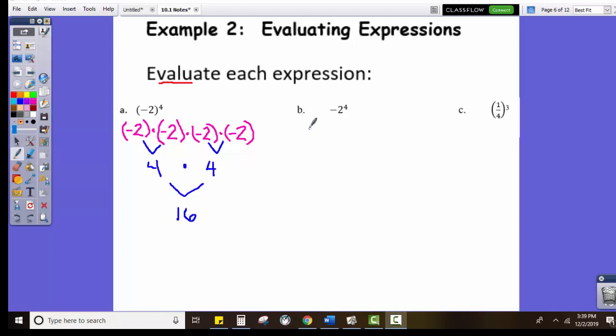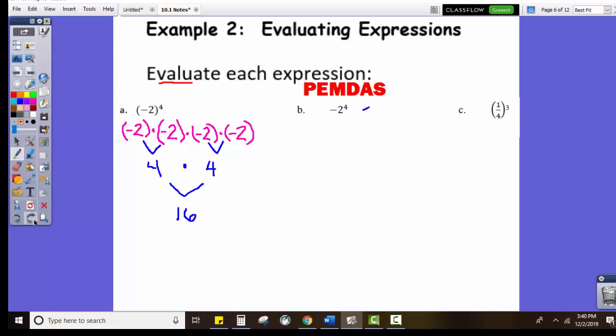Okay, now if I look at B here, I have -2 to the 4th power. Now this, you might be thinking, doesn't look much different than A, but you'll actually see how it is different. Notice there's no parentheses around the -2, so that's super important. So one thing you need to recognize here is that we have to actually follow order of operations. So that's PEMDAS, parentheses, exponents, multiply, divide, add, subtract. So this parentheses exponents is a really big deal here.